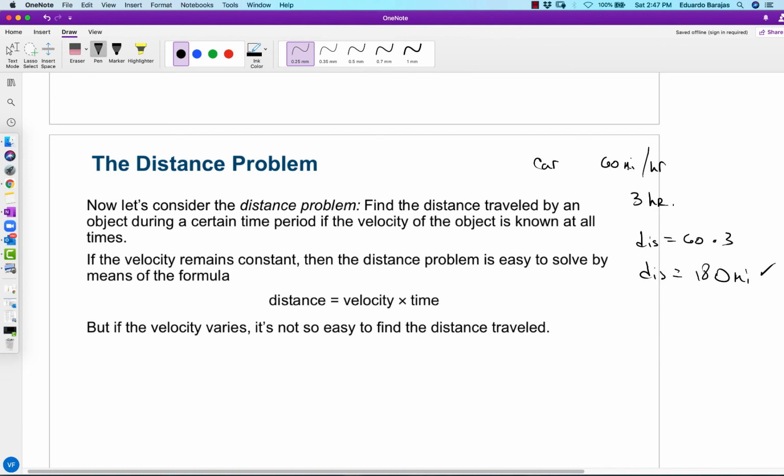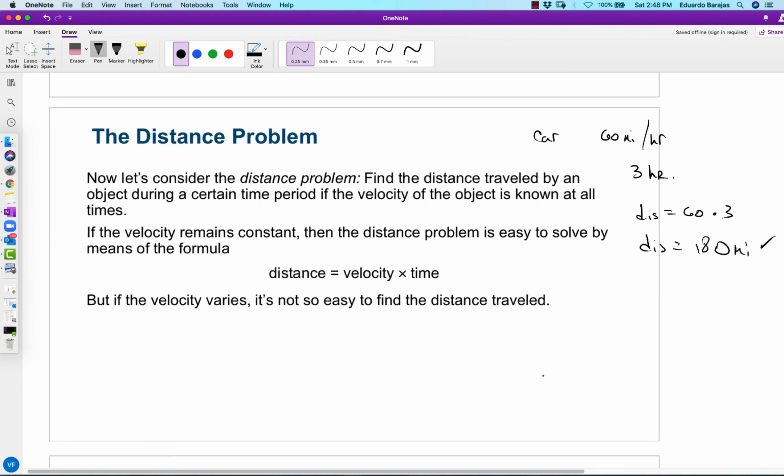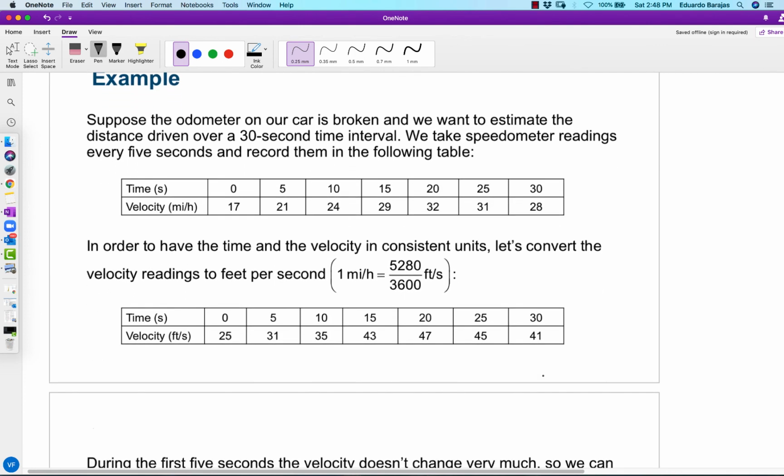But what if the velocity varies, right? If the velocity varies, it changes. You're speeding up, you're slowing down, you're speeding up, you're slowing down. Then it's not quite as straightforward, but it's also not that bad either. So for example, suppose that the odometer on our car is broken and we want to estimate the distance driven over a 30-second time interval.